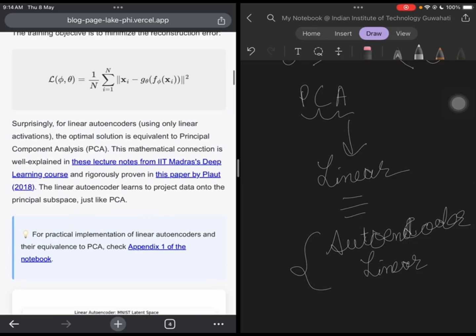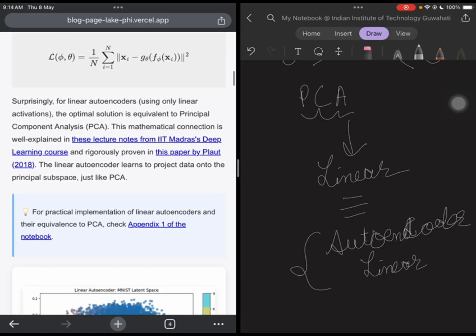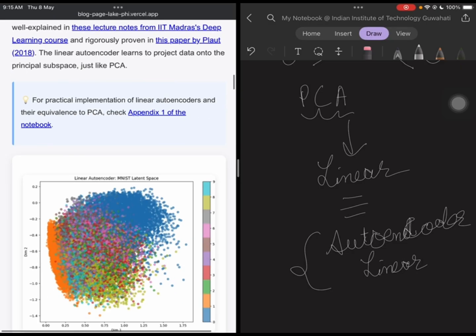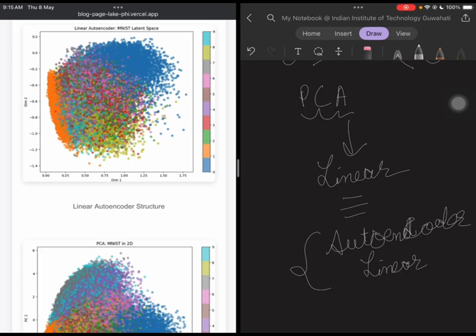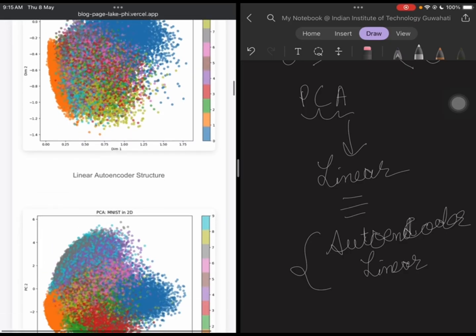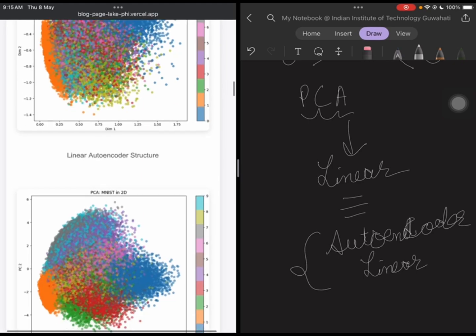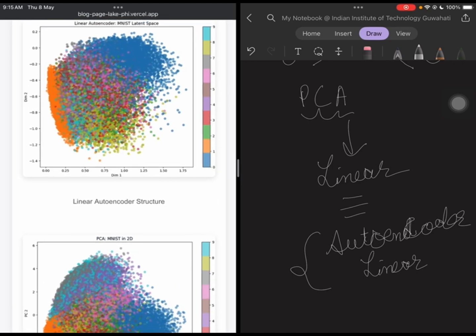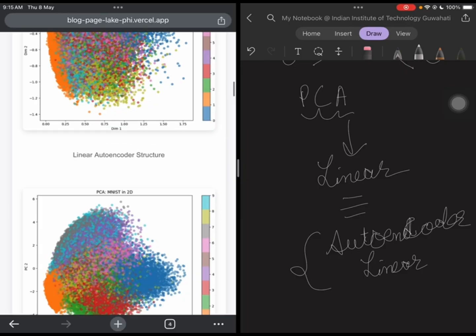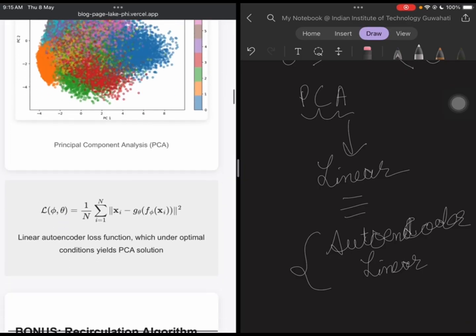I attached the links of the IIT Madras deep learning course, and also the paper where they proved that linear autoencoders are equivalent to PCA. If we enforce orthogonality constraints on the weights of the autoencoder, we can get exactly the same result. I didn't force orthogonality on the weights of my autoencoder, but the results are still very similar. You just have to rotate it. You can see the orange cluster, just drag that cluster to a point, and you can see a similar structure.